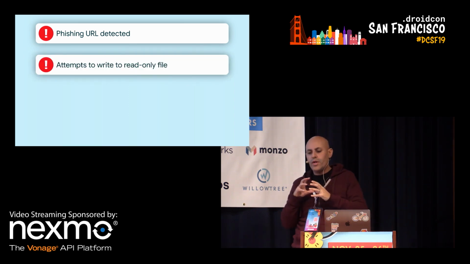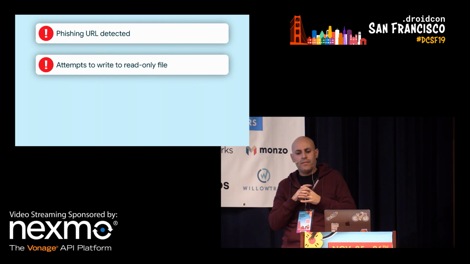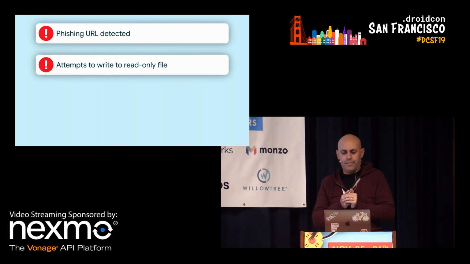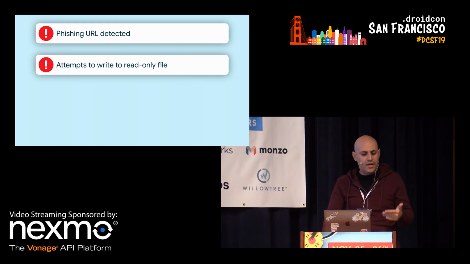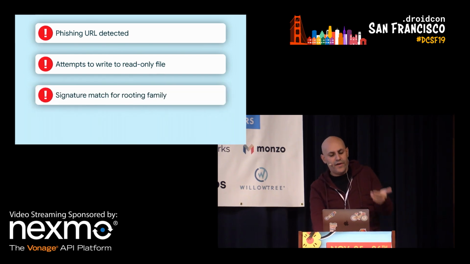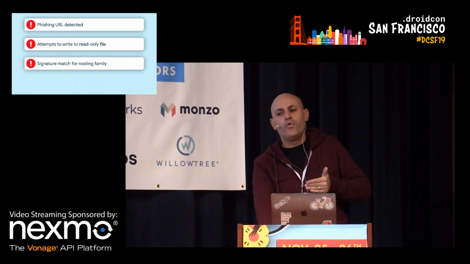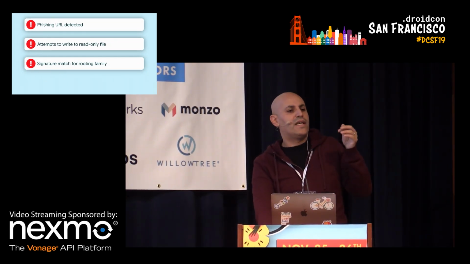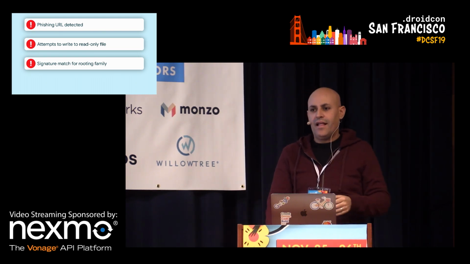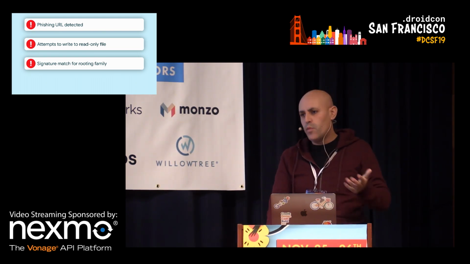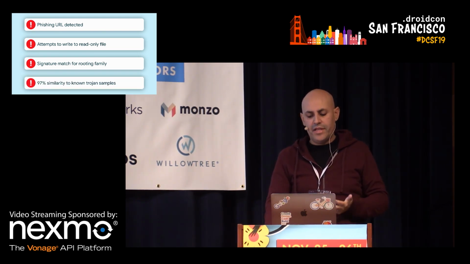We compose a model, a characterization of the malware family that allows you to detect them in real time during analysis. We may be able to say the application is trying to write to a read-only file. The application matches the description of a rooting family, or the application is signed with the same key that this rooting application is signed with. Right? We may have the ability to do that.